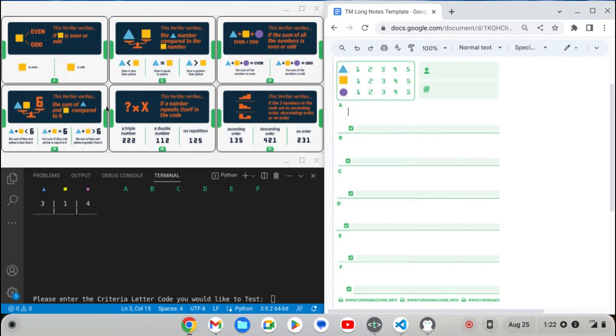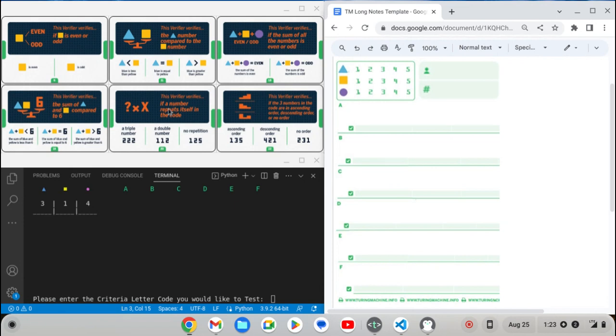Criteria card D will again look at the first 2 digits, triangle and square, and this time we'll add them together and compare that sum to the number 6. So should the sum be less than 6? Should it be equal to 6? Or should the sum be greater than 6?